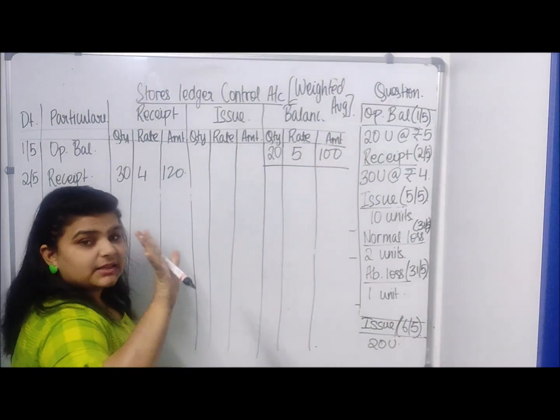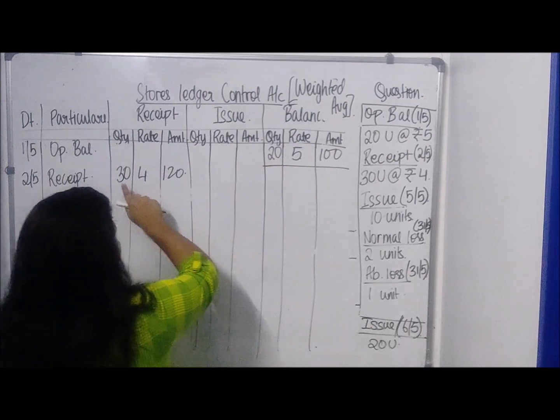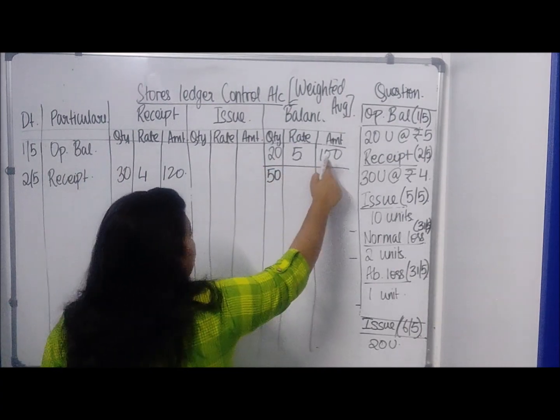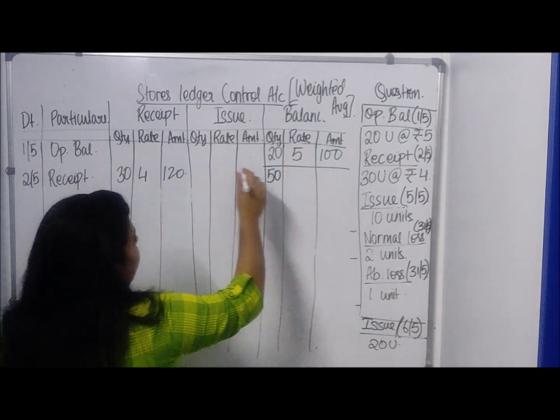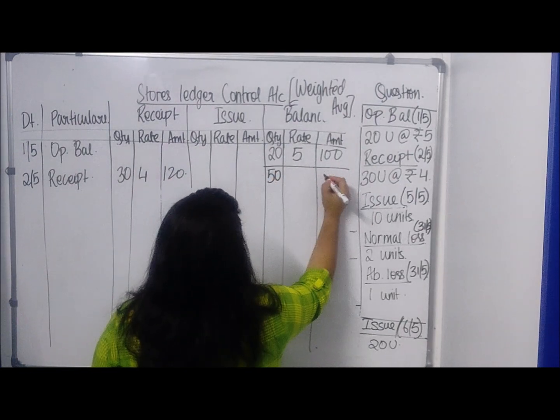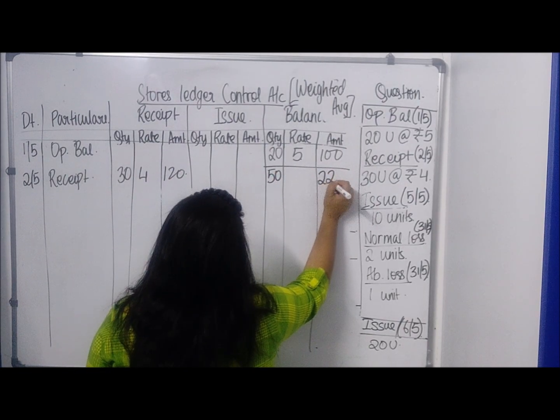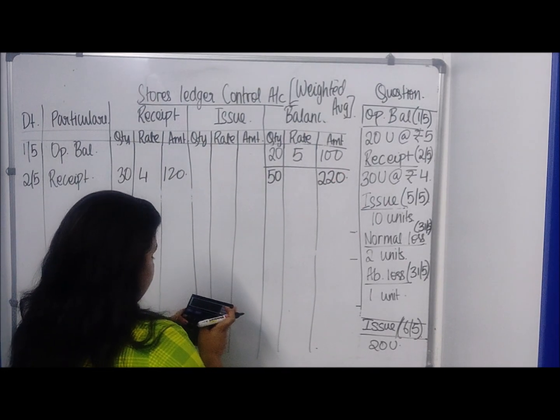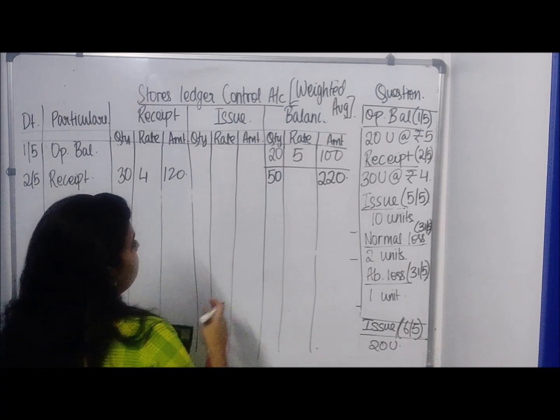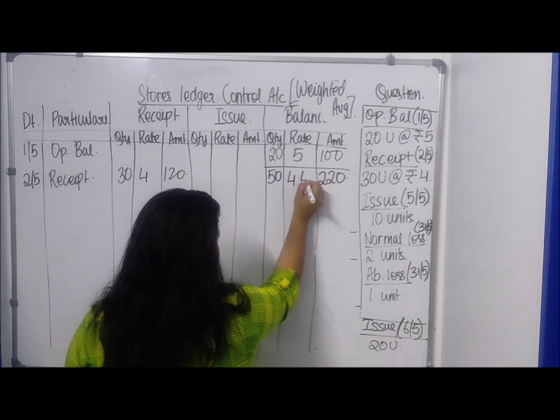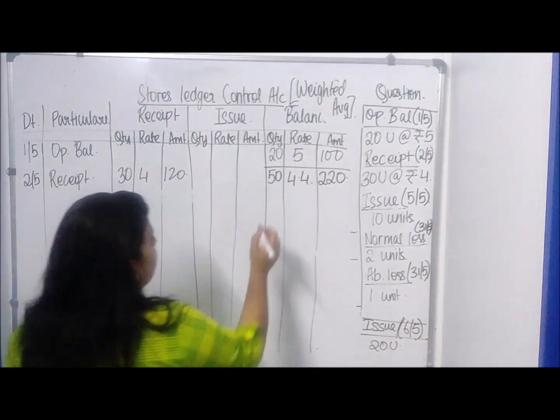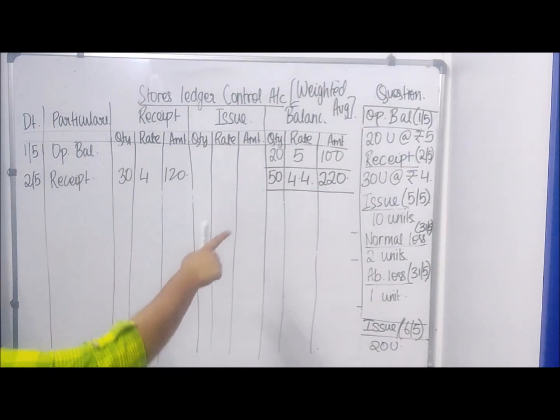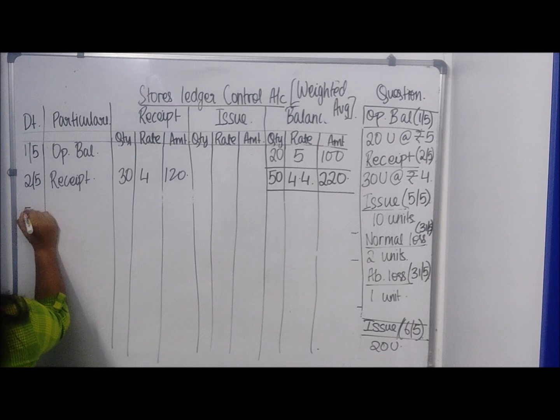Weighted average. So we are mixing all the stock. 20 plus 30, I have 50 units. 100 rupees and 120 rupees. The cost of those 50 units is 220. So what is my rate? 220 divided by 50, that is 4.4. This is my rate. This transaction is done.